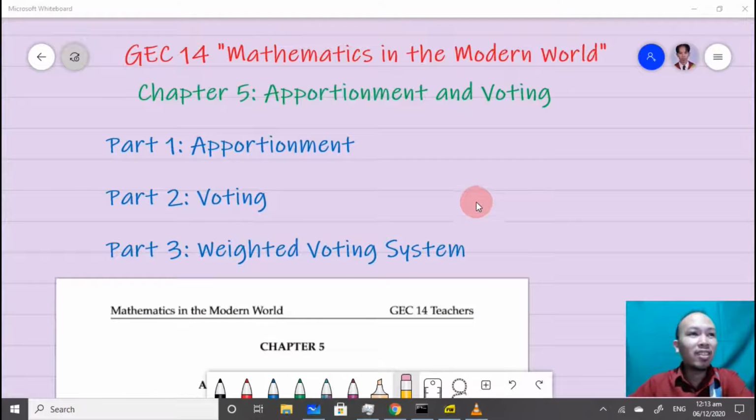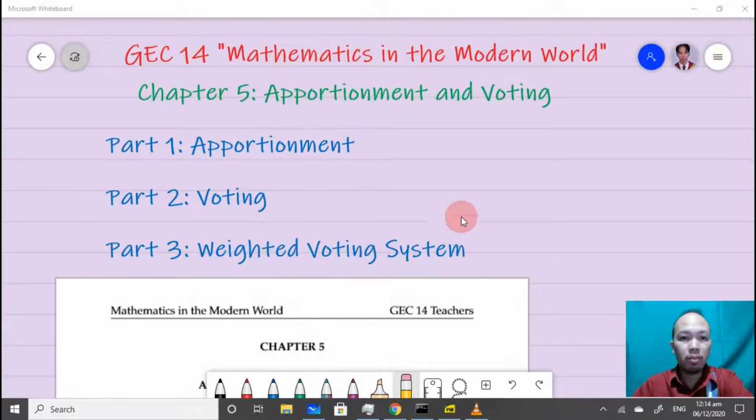Hello everyone, in this lecture video we will be discussing chapter 5 entitled Apportionment and Voting. In this lecture I am going to divide this lecture into three parts. The first part is we will be talking about apportionment. The second part we will be talking about voting, and finally the third part we will be discussing about weighted voting system.